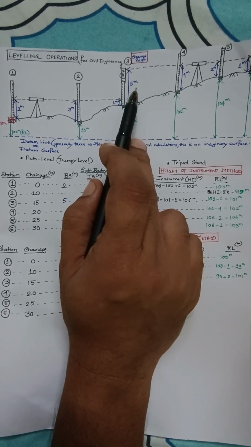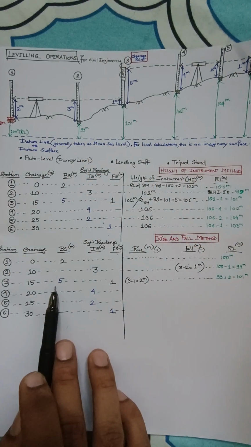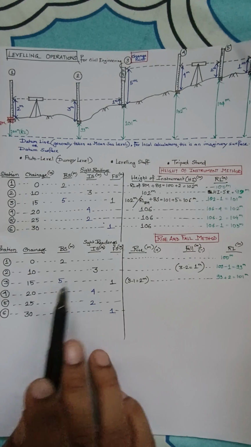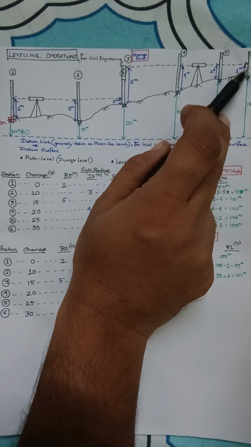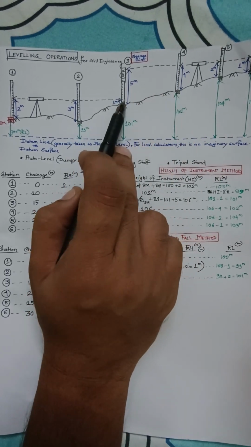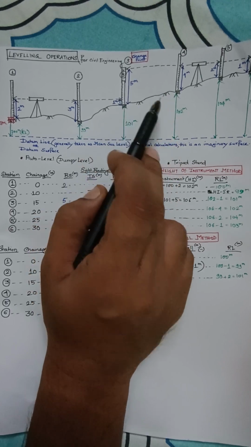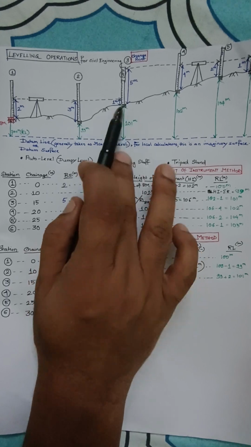So what is the first data called? It is always called the backsight. The next data is the intermediate sight, and the last data is known as the foresight. So whatever will be the difference in this direction will be added or subtracted as per from the previous RL. So what is the difference over here?